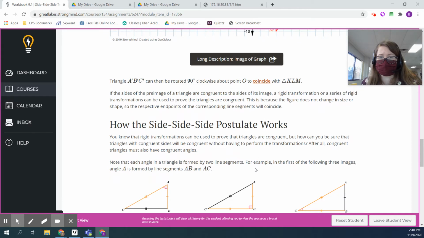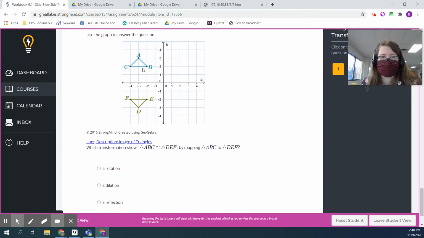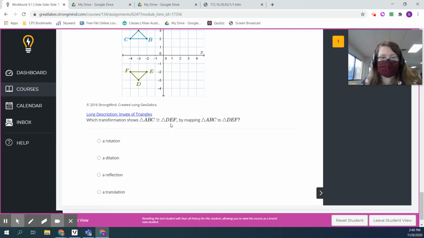And the order of those letters matters. So let me just show you on this first one here. We have triangle ABC, and it shows that it maps onto DEF. So A, B, C, D, E, F. How could it go from ABC to DEF? I would say that would be a reflection.